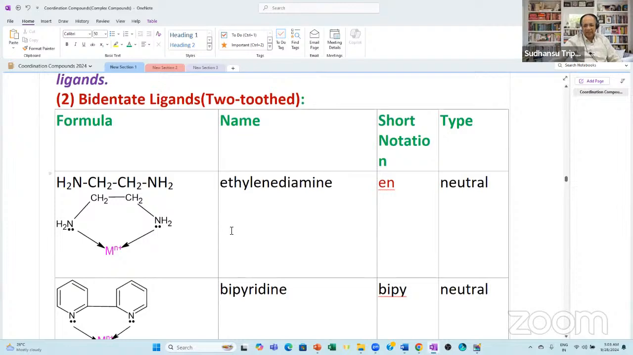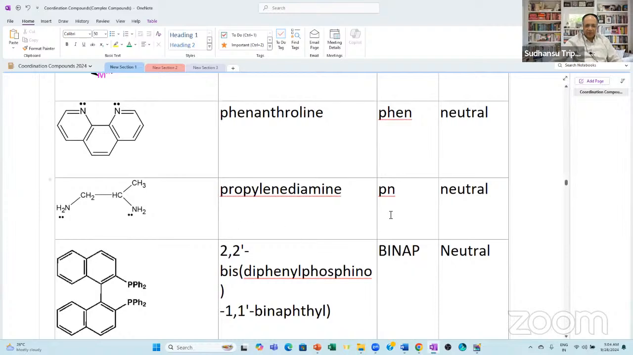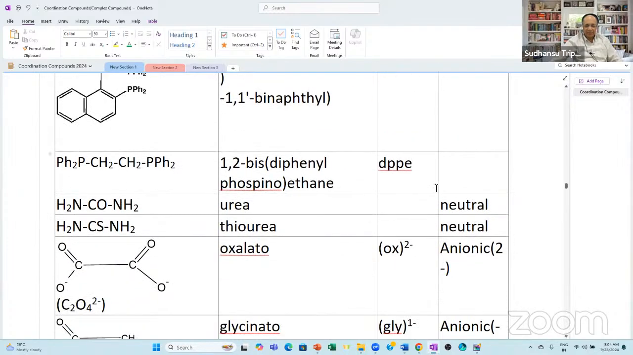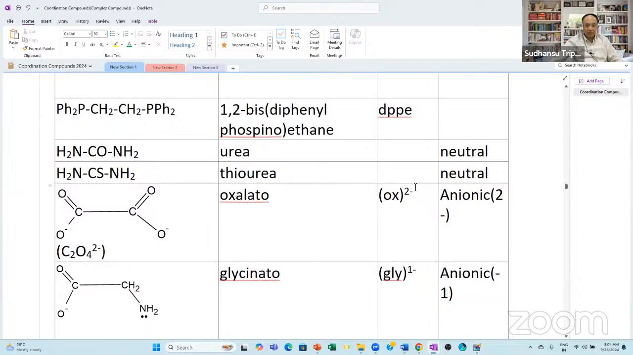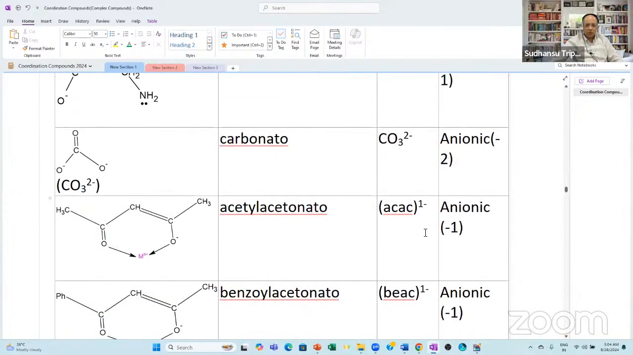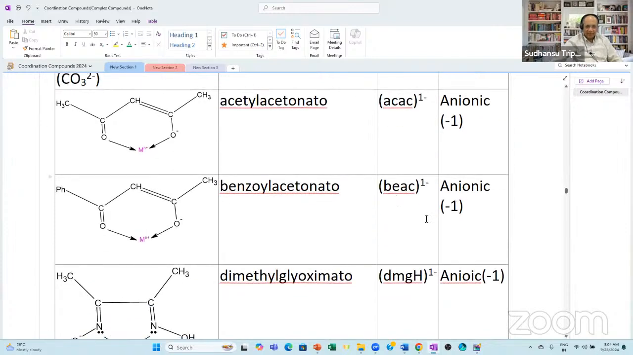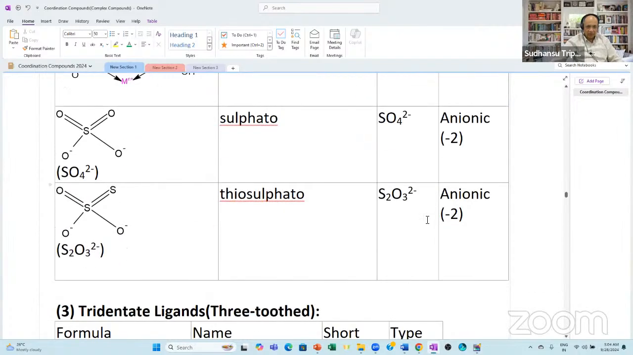We have seen ethylene diamine En, bipyridine bip, phenanthroline, propylene diamine, binap, DPP. These are not very important from the point of view of examination. Oxalato is important, 2 minus. Glycinato is important, 1 minus. Carbonato, ACAC is acetyl acetonato, benzoyl acetonato, dimethyl glyximato, often written as DMG only, but I used to write DMGH, is 1 minus. Sulfato, thiosulfato, and so on.